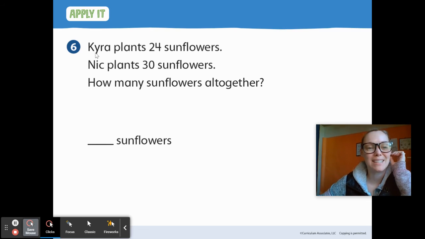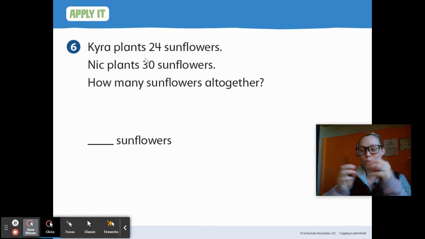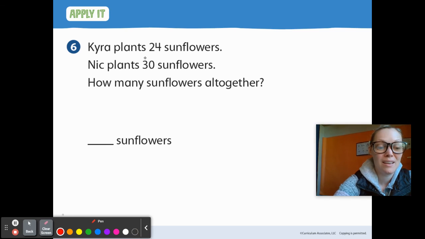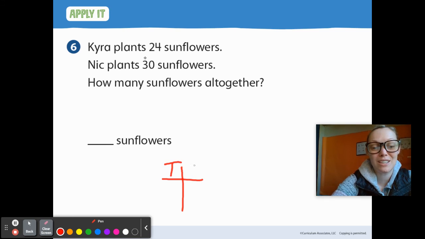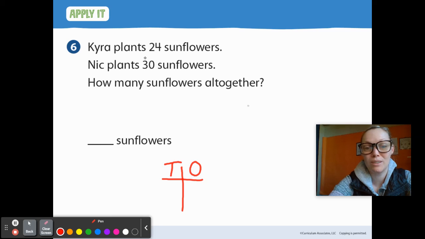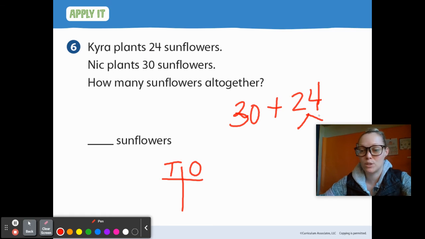Last one, problem number 6. Kira plants 24 sunflowers. Nick plants 30 sunflowers. How many sunflowers all together? So you're just solving 24 sunflowers, 30 sunflowers, how many all together? Make sure to group your tens, add your extra ones, use a place value chart with a picture, your base 10 blocks, or 30 plus 24, and then you'll want to break up that 24 into its tens and ones to solve it.